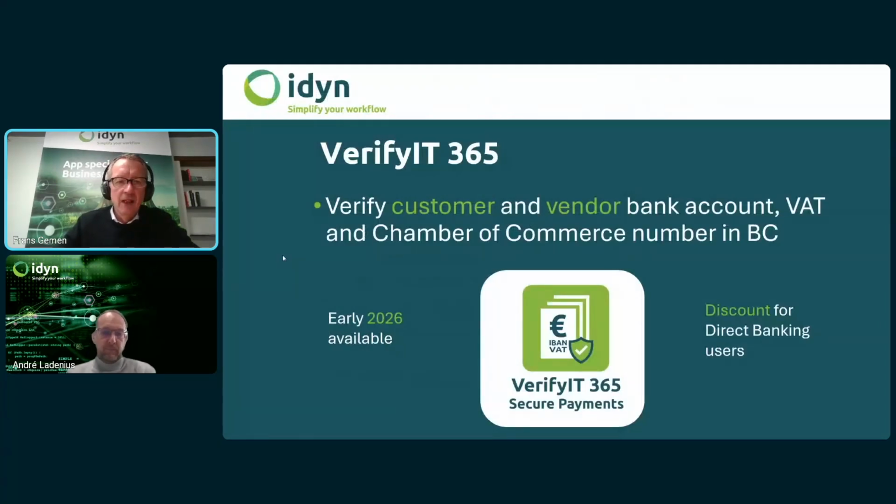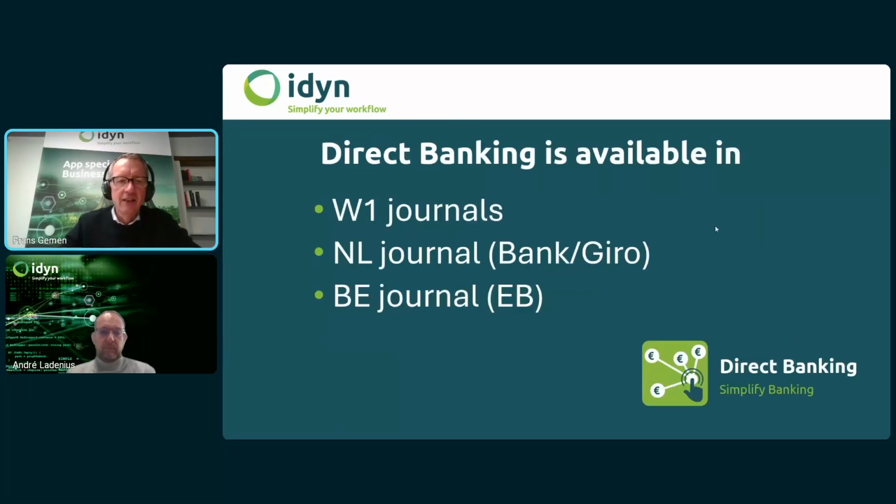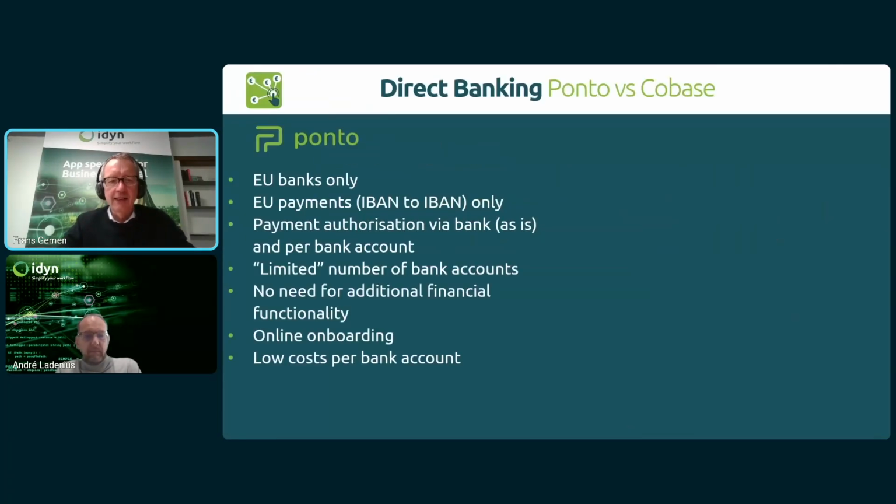This one, the Verified 365, and the previous slide, just to show you quickly. So it's available in W1, the NL Journal, Bank Giro, and EB from Belgium. Let's go quickly to the other slides.